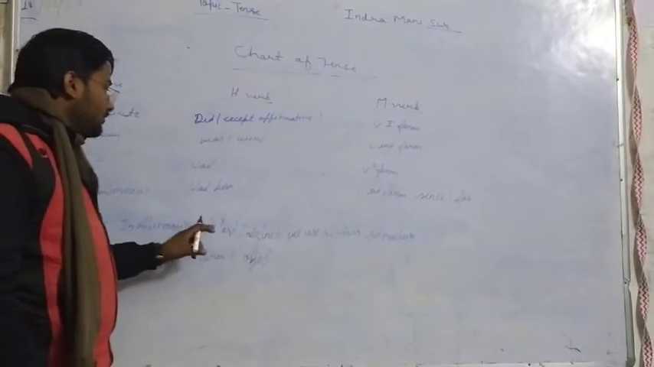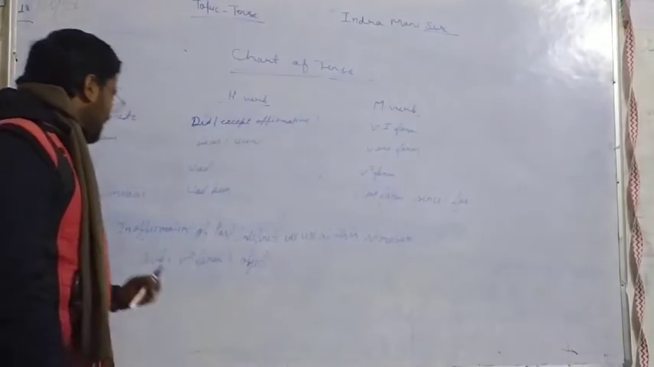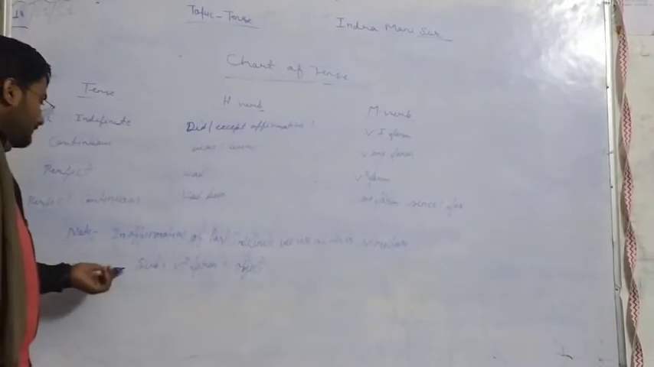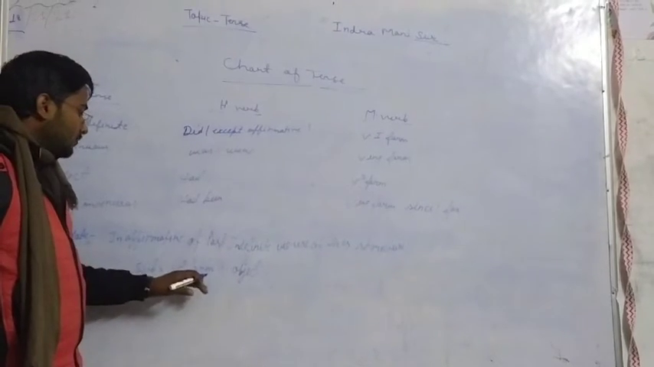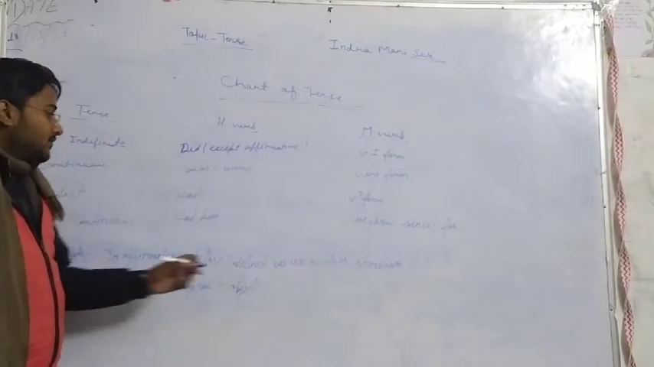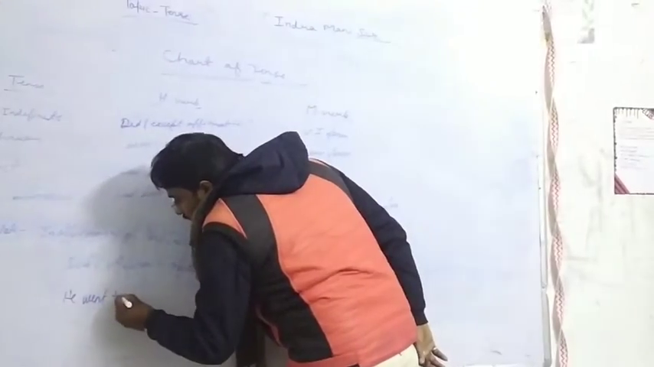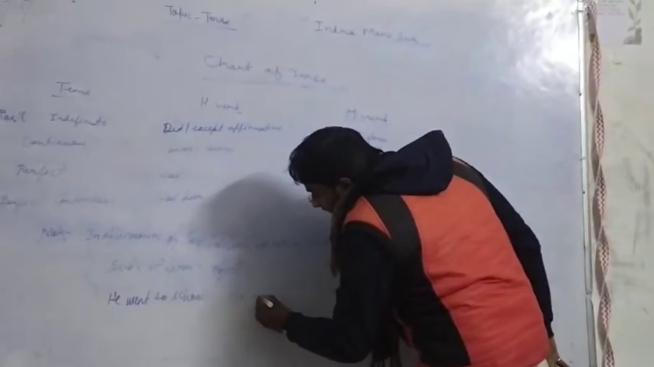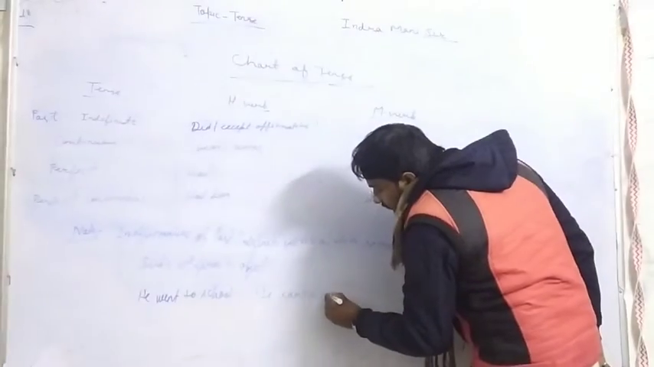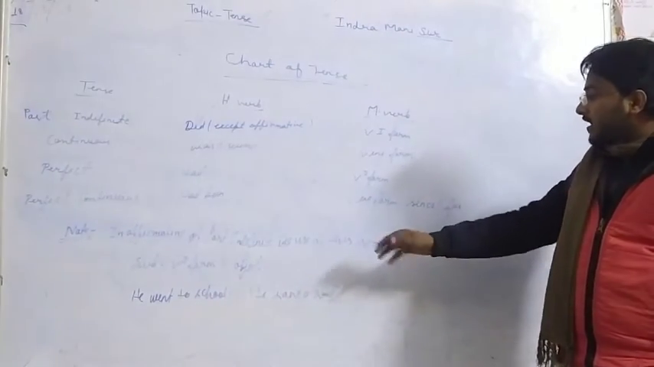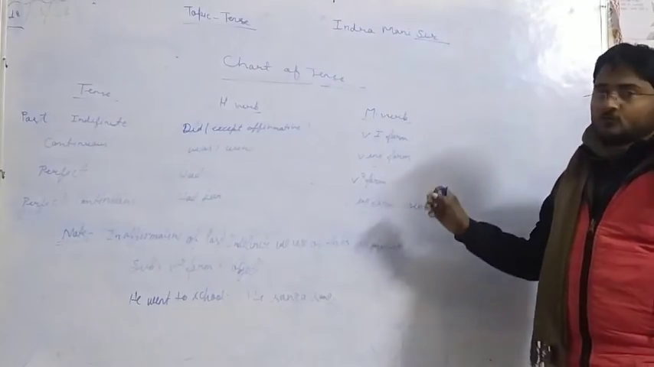Note, in affirmative of past indefinite we use this structure: subject, verb in second form, plus object. Means firstly we write subject and then verb in second form and object. For example, he went to school. He sang a song. So these are the examples of affirmative of past indefinite tense, and so you will write.